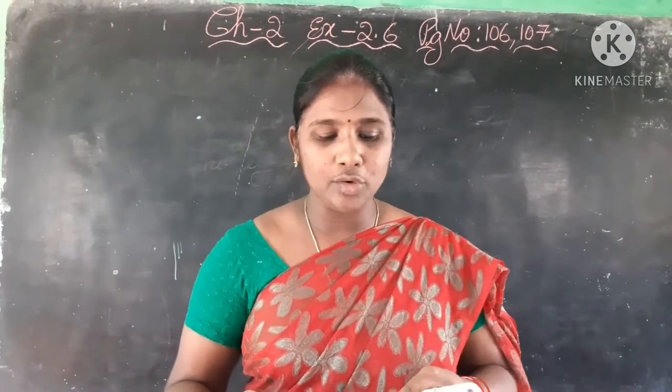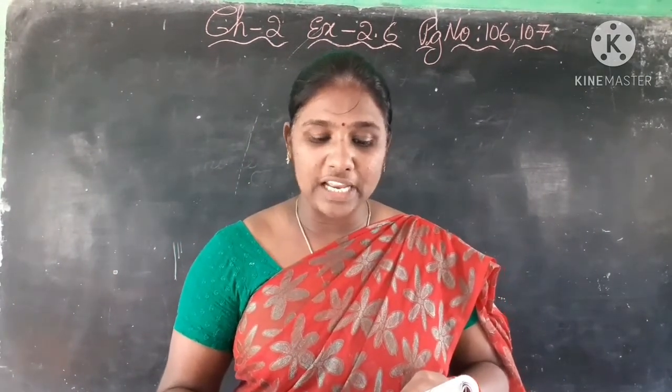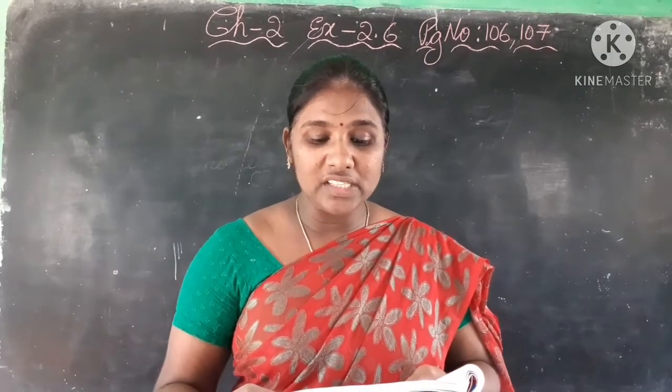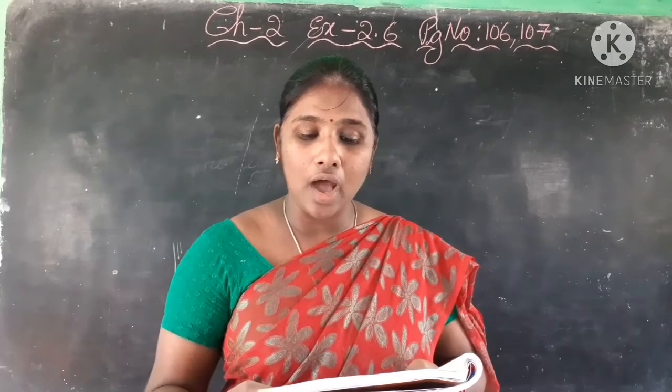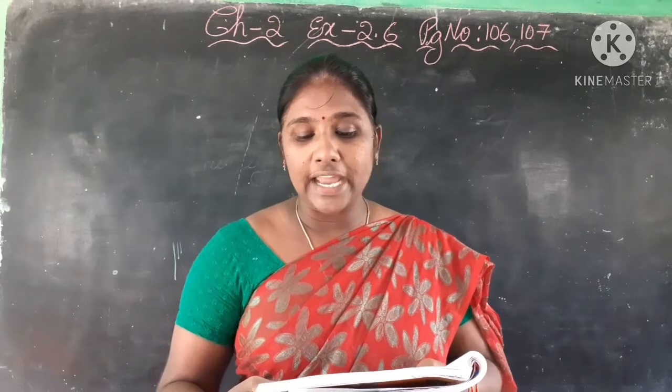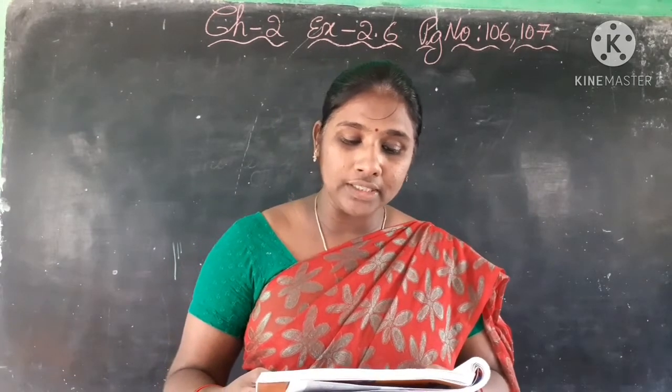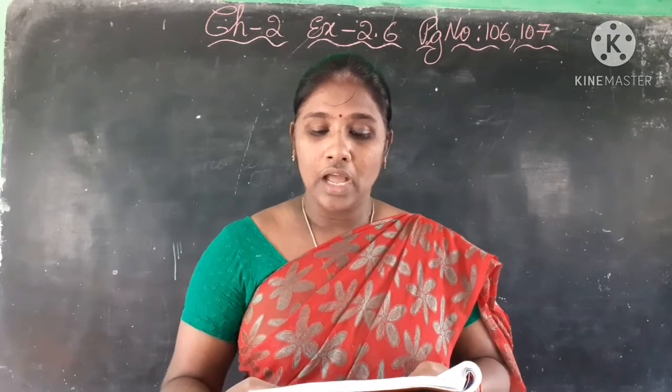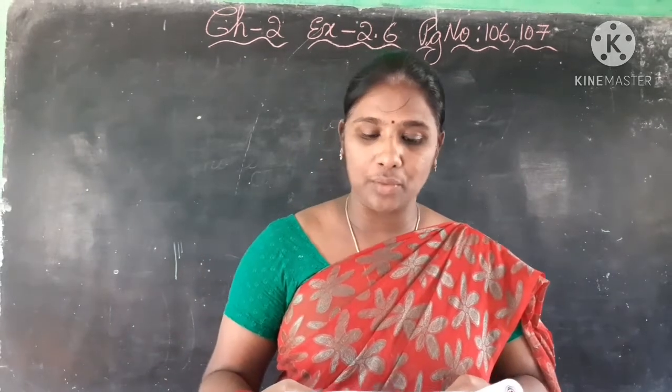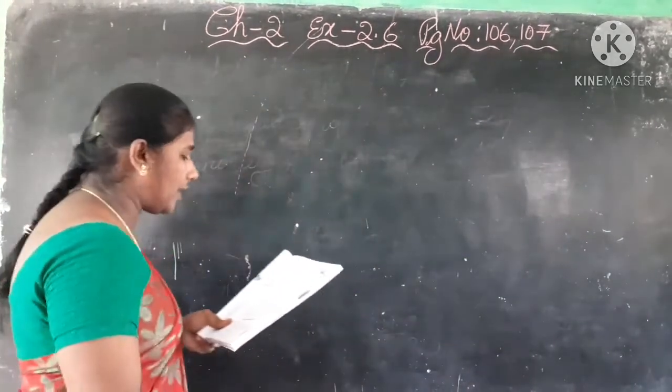Next, see the third question. Ali had rupees 350. He spent rupees 165.20 on stationery, rupees 92.50 on food and saved the rest. How much money did he save? Okay, see here, third question.